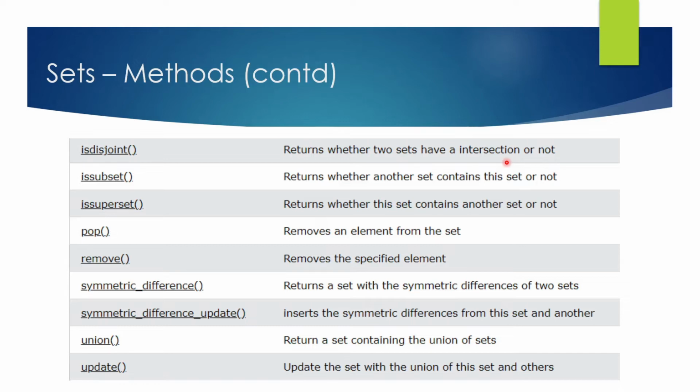Issubset: for example, there are two sets A and B. We'll always talk in terms of A and B. It returns whether another set contains this set or not. Issuperset is the opposite of it, and returns whether this set contains another set or not.